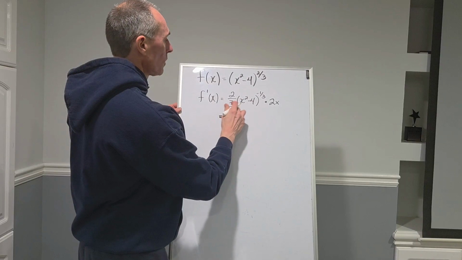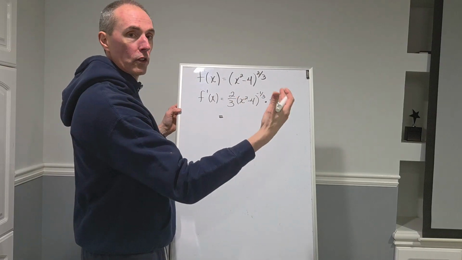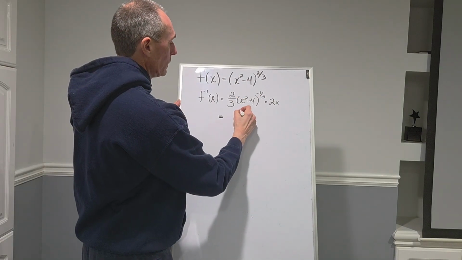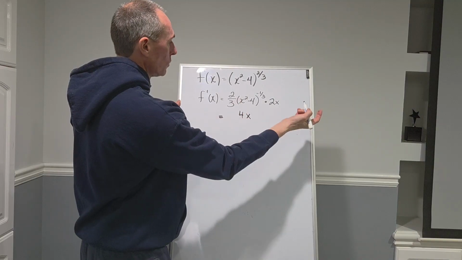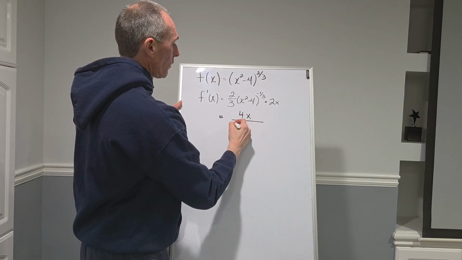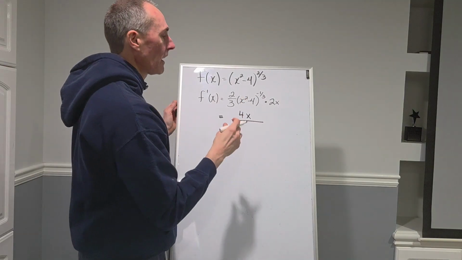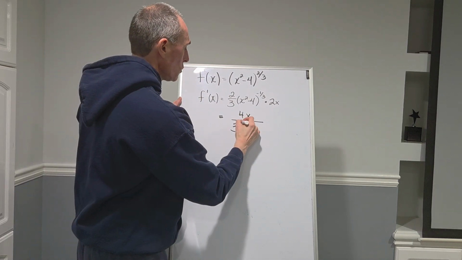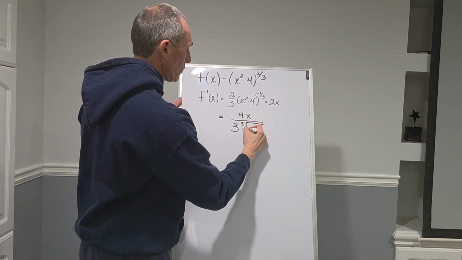So I'm going to rewrite this. 2/3 times 2x is 4/3 x, but I'm going to write that a little differently. I'm going to write the 4x up top. 2 times 2 is 4x, right? Leave the 3 on the bottom. And I'm going to rewrite that 1/3 power as a cube root, so the cube root of x squared minus 4.